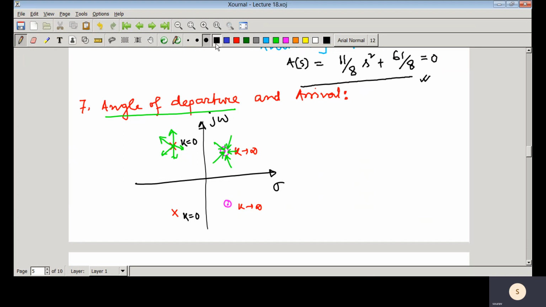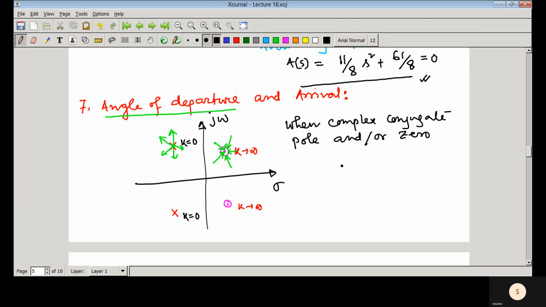So when complex conjugate poles and or zeros exist, we need to find the angle of departure or arrival.